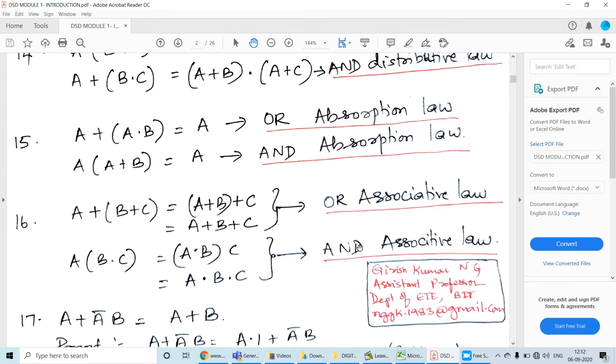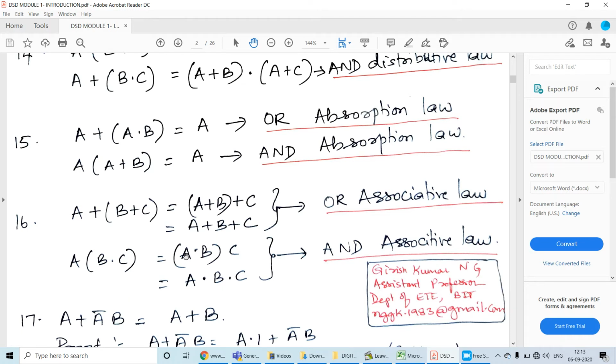Similarly, you have the associative law, which is A plus (B plus C), which will be equal to (A plus B) plus C. This bracket is very important that you need to keep in mind. Here you are adding B and C and then adding with A. Here you are adding A and B and then adding with C. All are the same, and this in turn equals adding all three together, A plus B plus C. So add means the OR operation here. Keep this in mind: OR associative law.